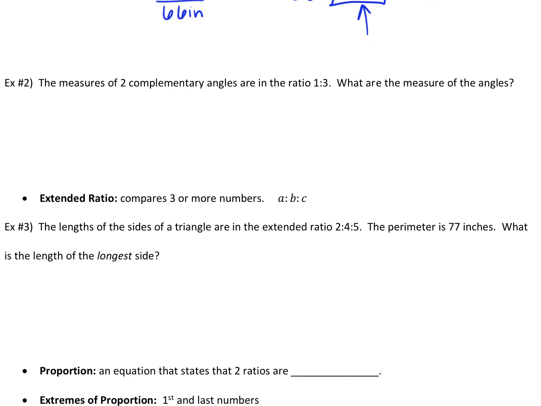Let's see how much you remember from last semester. This says the measure of two complementary angles. Those are not angles that say nice things to each other. What are complementary angles? Angles that add up to 90.